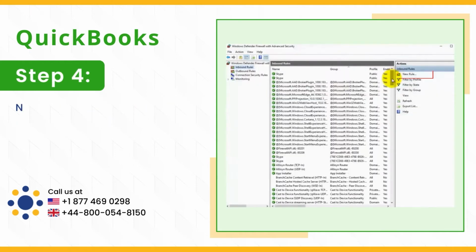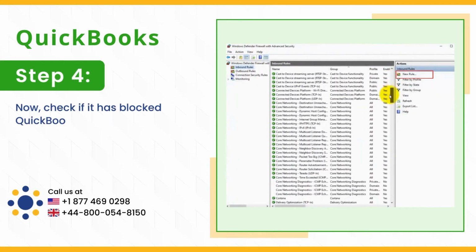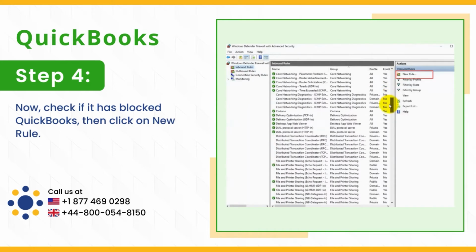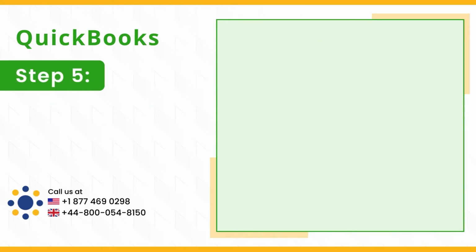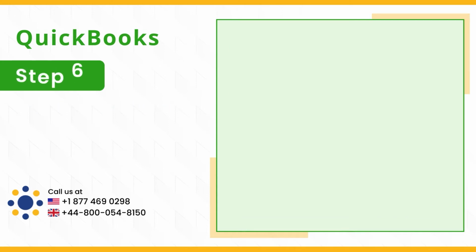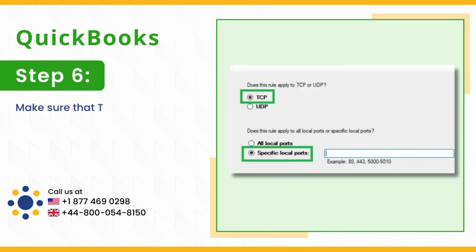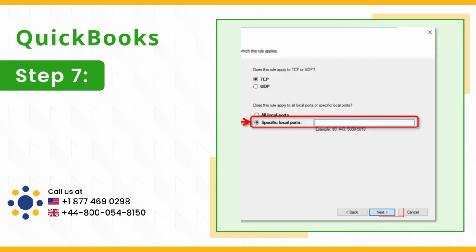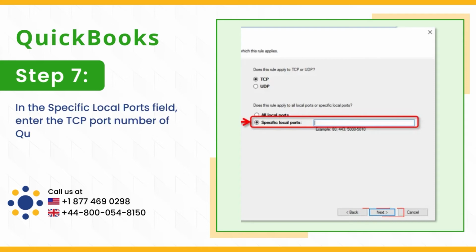Step 4. Now check if it has blocked QuickBooks, then click on New Rule. Step 5. Choose Port, then click on Next. Step 6. Make sure that TCP is selected and then select specific local ports. Step 7. In the specific local ports field, enter the TCP port number of QuickBooks, then click Next.